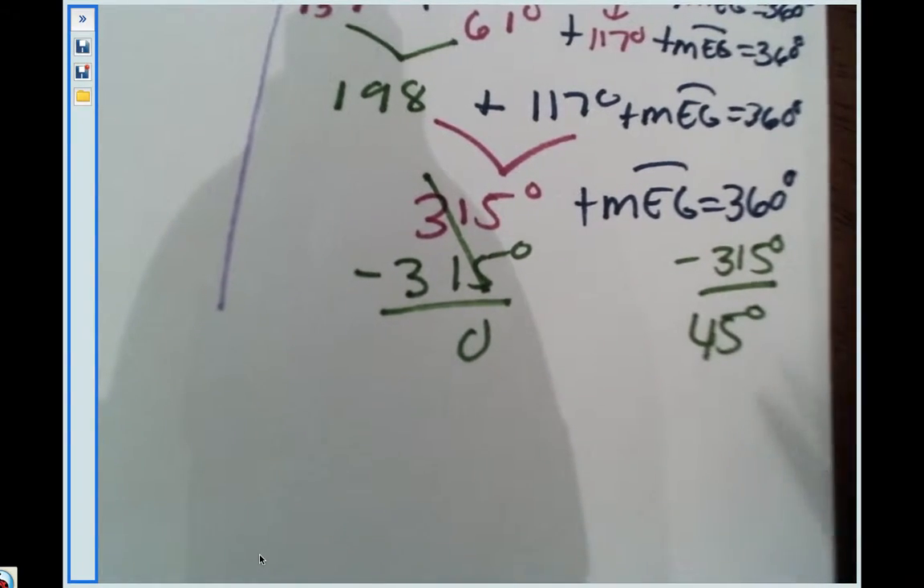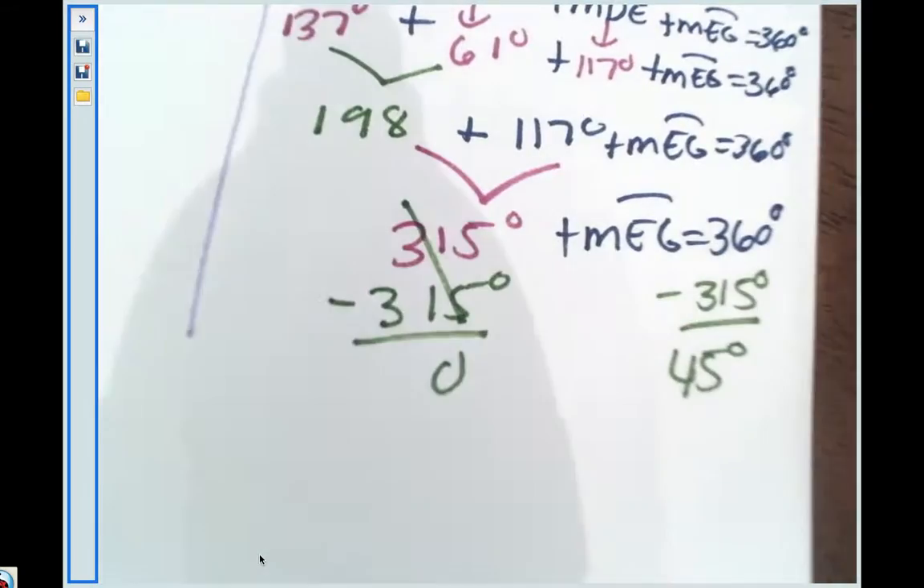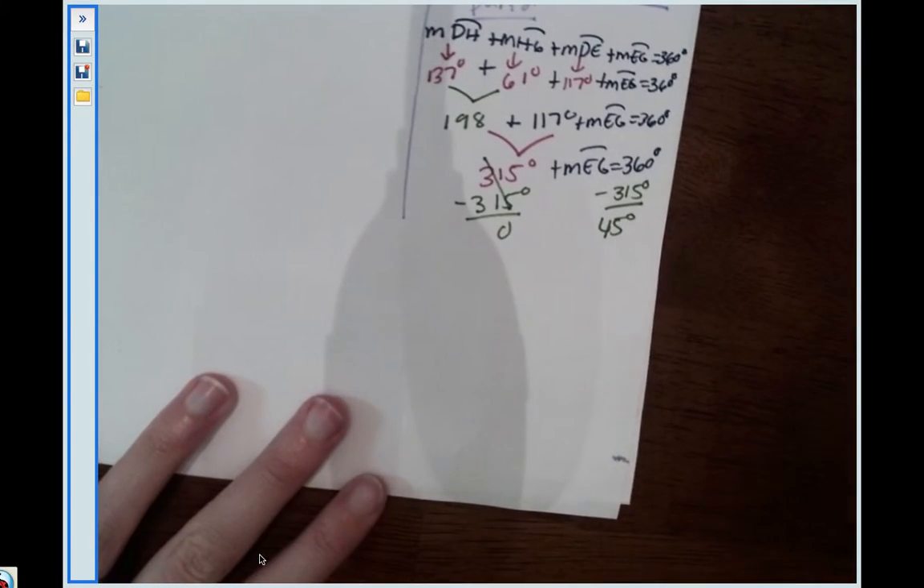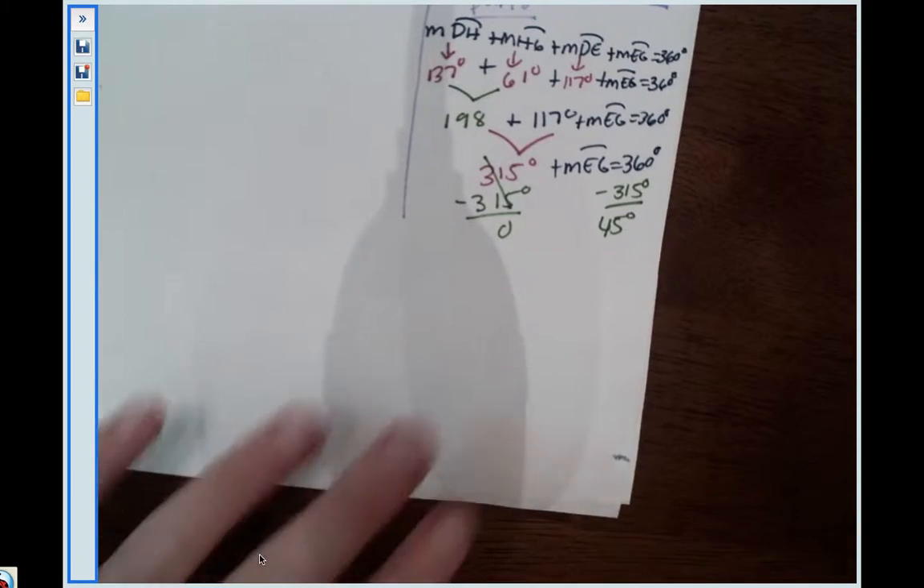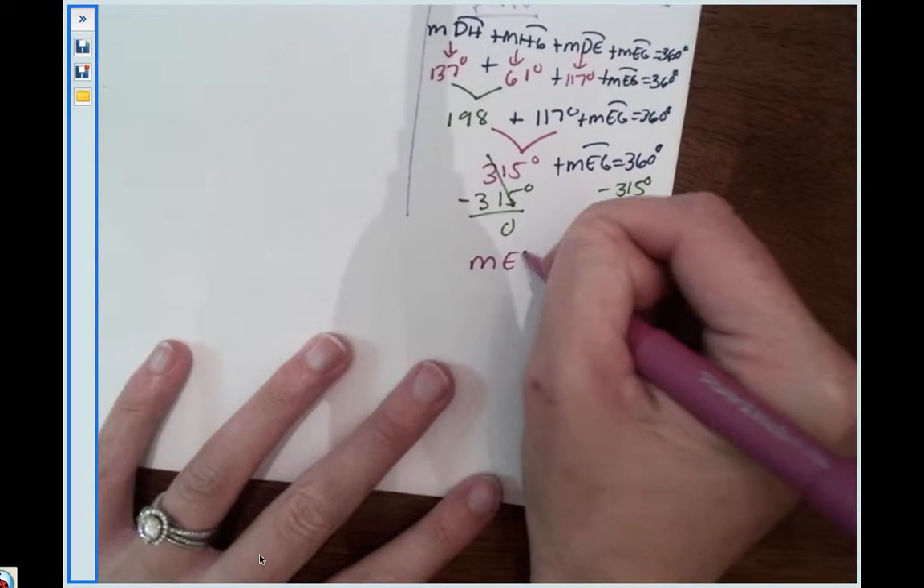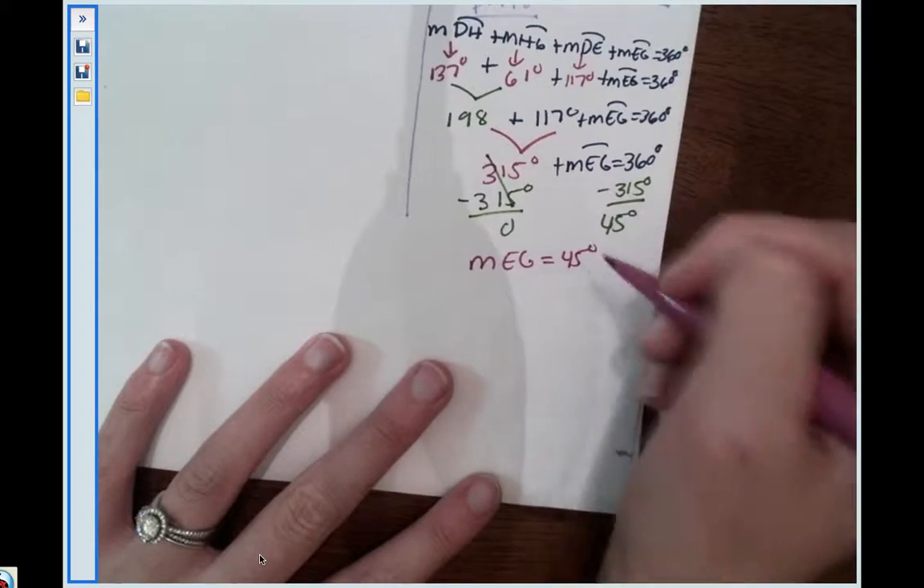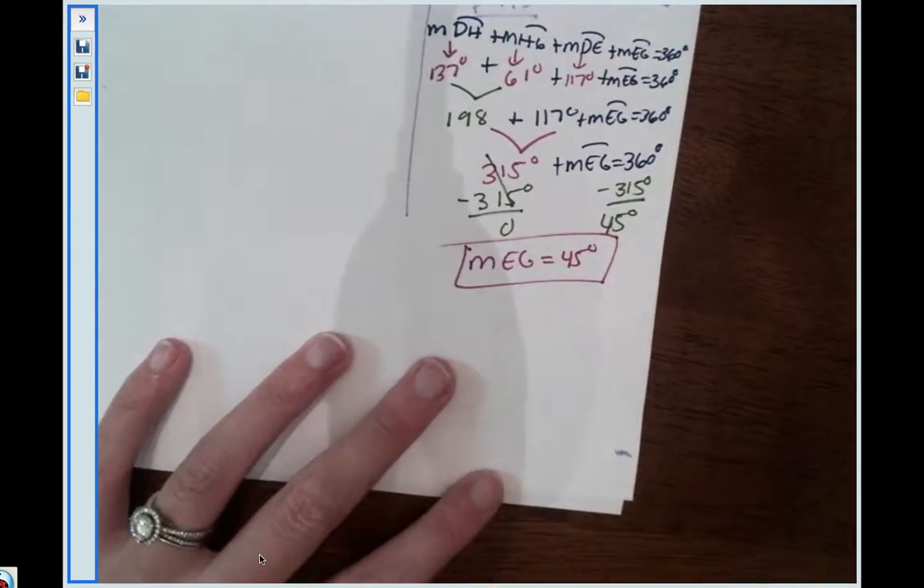Yay, we did it right. Yes, yes, that's my fist going. All right, so the measure of EG, guess what, you guys? We got it again. The measure of EG is 45 degrees. Holy smokes, that was incredible.